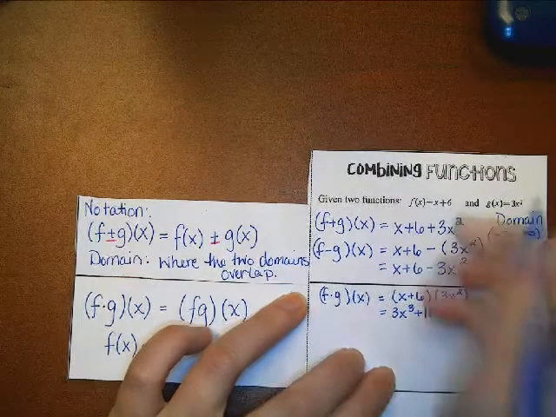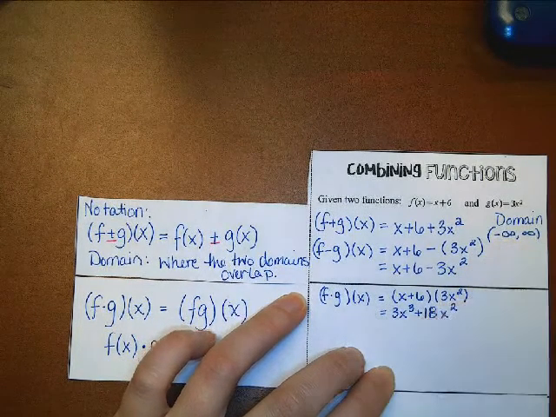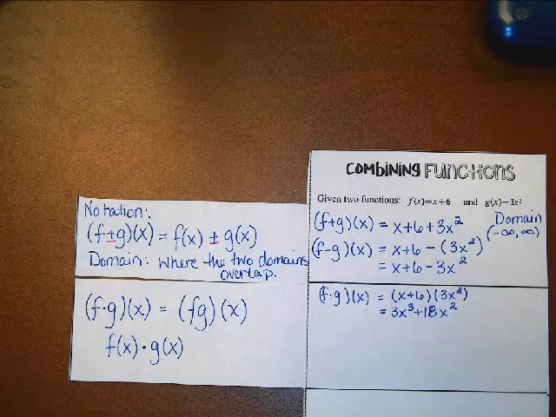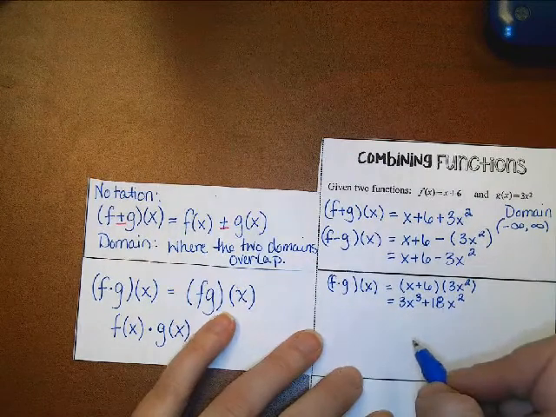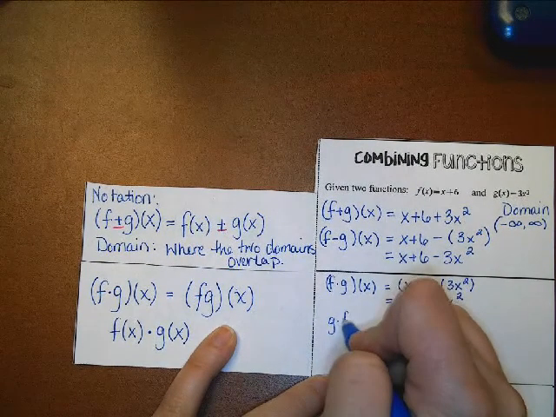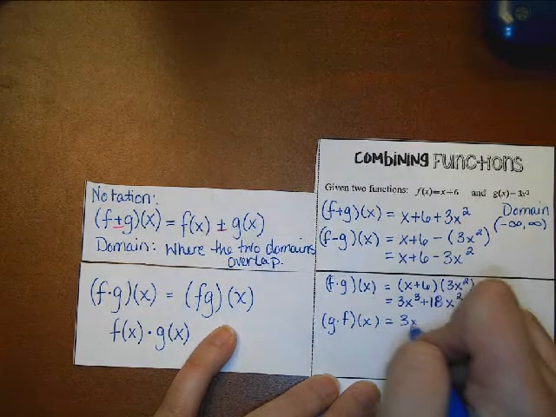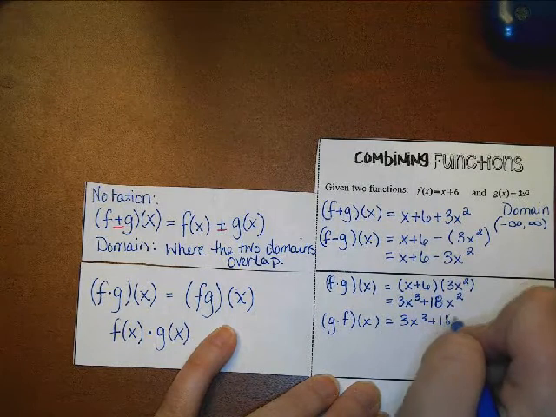Yeah, 3x cubed plus 18x squared. Excellent. All right, and remember that multiplication is commutative, so this and g times f of x will be exactly the same thing.